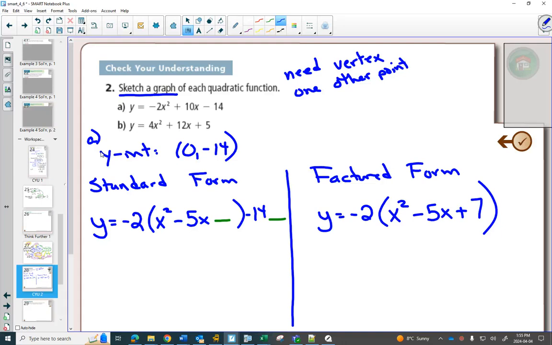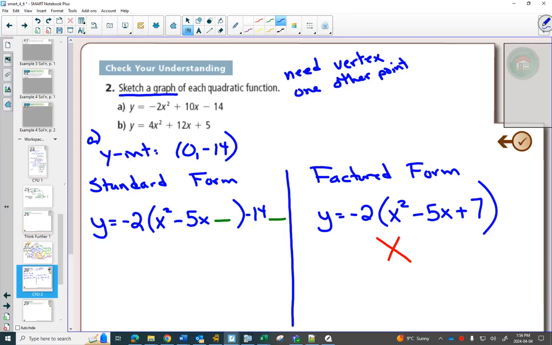Can we factor? Can you factor x squared minus 5x plus 7? No. So we right away would be like, we're stopping here on this one. This isn't very helpful. So we're going to have to go via the standard form because the equation that we got wasn't factorable.